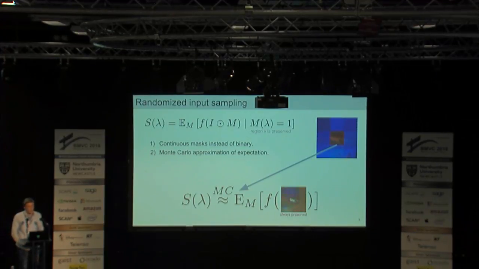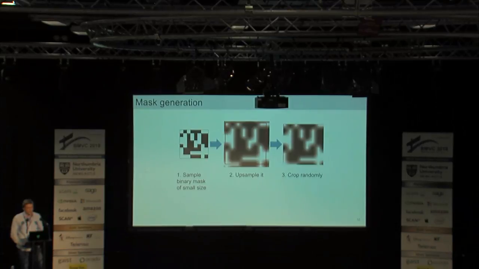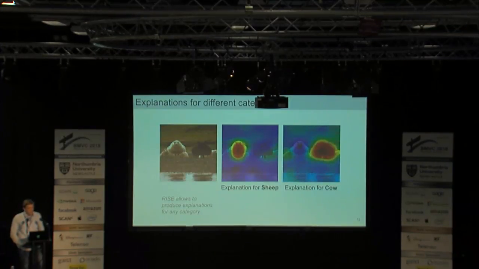And the second approximation we use is that we are not computing the expectation properly. We are just sampling a small fraction of possible masks. So that results in a Monte Carlo approximation of that expectation. Just a couple of words on how we generate our masks. We start by generating some smaller size binary mask, and we upsample it to higher than image resolution, and then we randomly crop the image-sized region from that. And we do this multiple times to get the number of masks we need. Our method allows us to produce explanations for any category allowed by the model, and this is all done in one pass. So after one pass of the architecture I showed you, you will get the explanations for all possible categories.